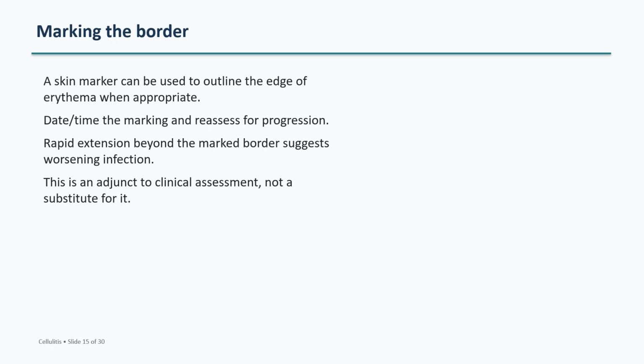The other skin marker can be used to outline the edge of erythema when appropriate. Date and time the marking and redness, and reassess for progression. Then we can assess whether the disease has progressed by marking. If next time we mark and the disease has progressed, then we can say the bacteria are multiplying and increasing the condition in the patient.